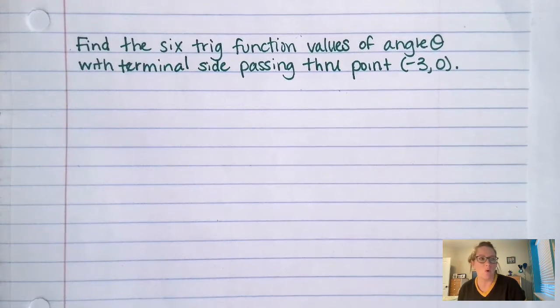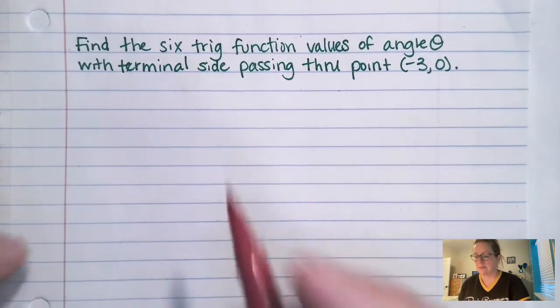Hello. More trig fun coming your way. All right, find the 6 trig function values of angle theta with terminal side passing through point -3, 0. So remember, terminal means ending, okay? This one, let's look at what this is.